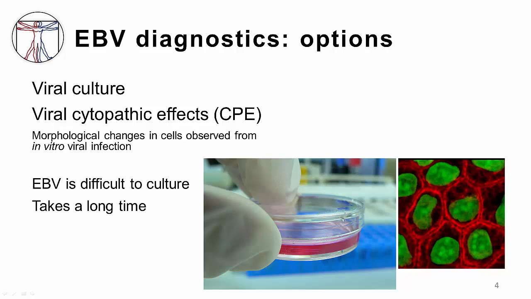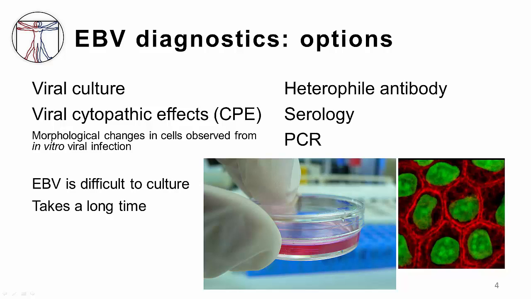However, the use of viral culture can be challenging because viruses including EBV can actually be difficult to culture, and this, along with looking for the cytopathic effects, ultimately takes a long time to perform. So, there are a number of other options available to diagnose viral infections, including Epstein-Barr virus. For EBV, these include the so-called heterophile antibody, serology, and polymerase chain reaction, or PCR.